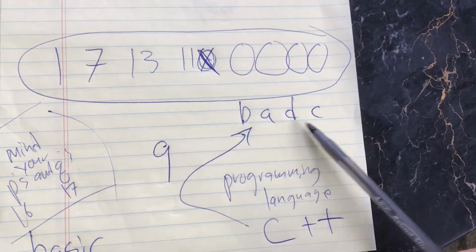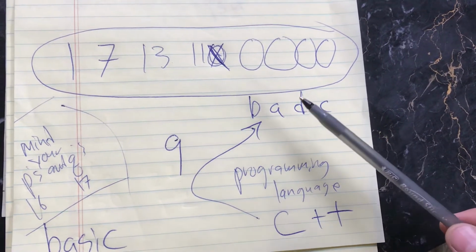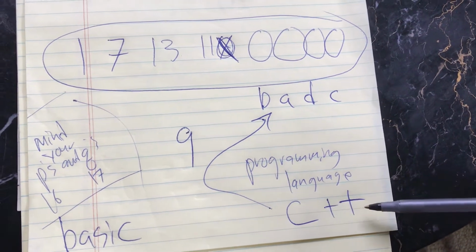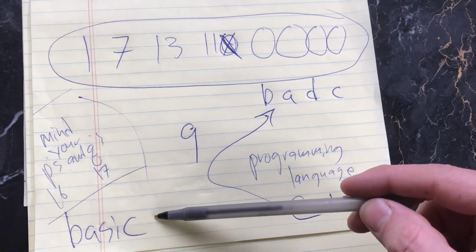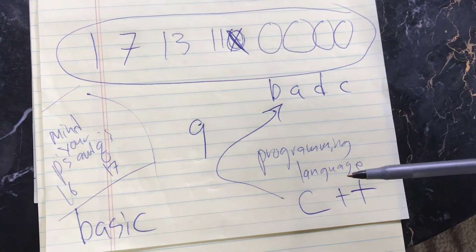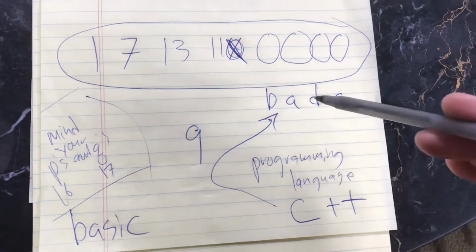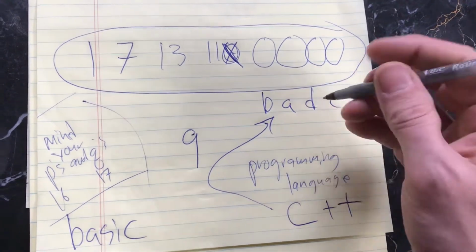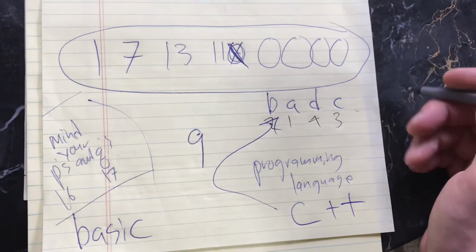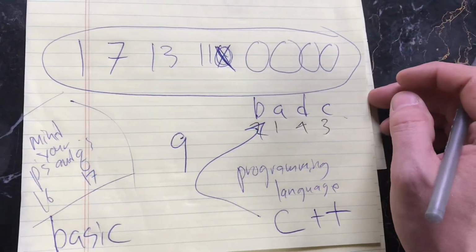And I was looking at this. 2143 is just bad C. And I find it interesting that the programming languages we use are C, C++, Basic, Visual Basic. I want to call it bad C, because that would be 2143. But a good way to remember, pretty important for programmers: instead of C++, call it bad C. That's all I wanted to say about that.